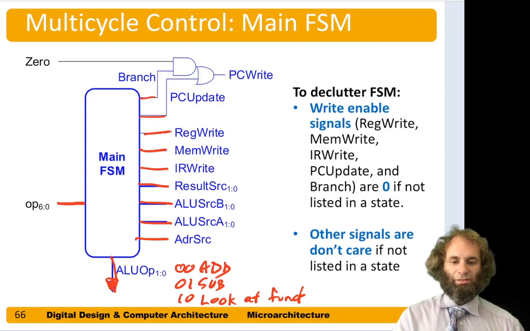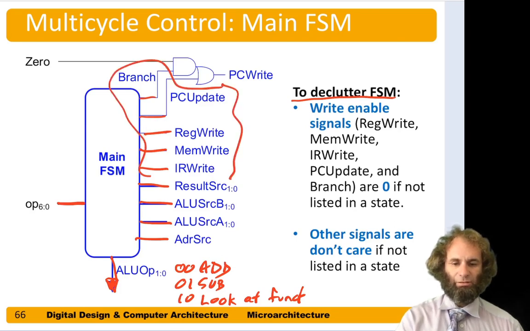So this is a lot of signals to write, and they're going to be a state machine generating these signals. To declutter the FSM, let's have some terminology for these write enable signals. Here, we will just list their name if they're asserted, if they're 1, and if they're not asserted, if they're 0, we'll omit them from the state. The multiplexer select signals, if we care about them, we'll list their value. If they don't care, we won't list them.